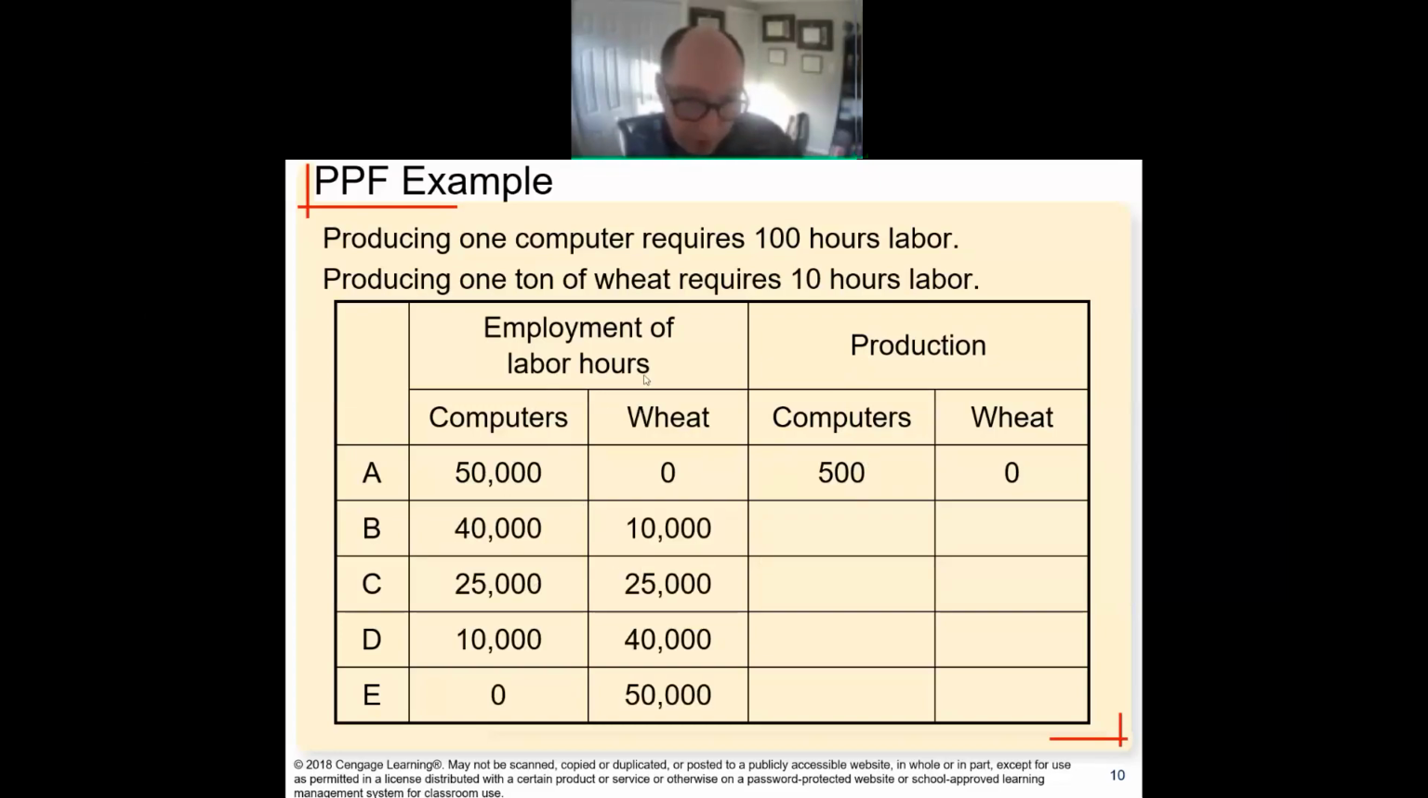Now let's look at the rest of this. If I dedicate 40,000 hours to computers, that means I could dedicate 10,000 hours to wheat. Remember, maximum of 50,000 hours. I want to utilize all of my hours.